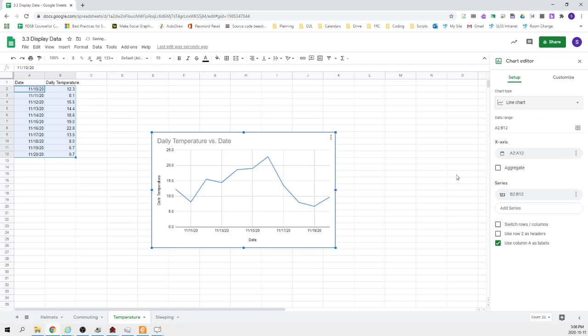So if we use a line graph, we can see change over time, and because the x-axis is a date, we can see temperature rising and falling, and so this is a good choice for this type of data.